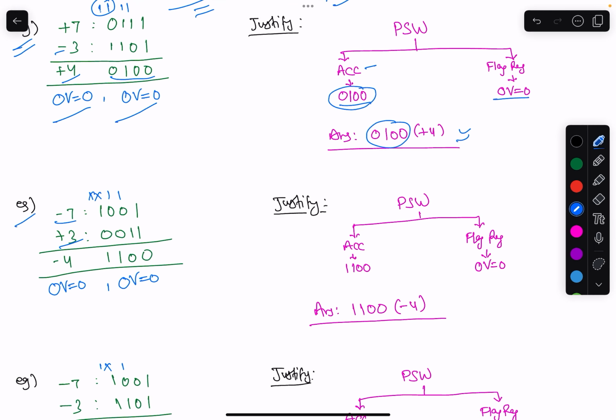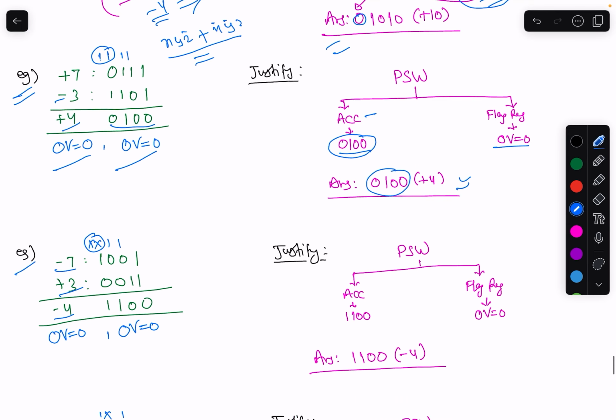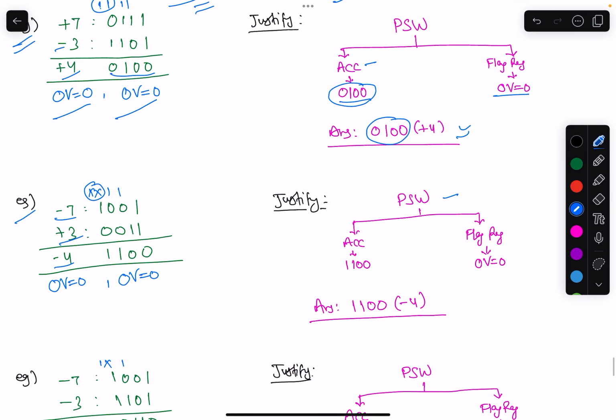We have minus 7 plus 3, and the result is minus 4. Here we can see the in and out carry is 0 0, which means there is no overflow. We can also see that we can represent minus 4 in this range, so there is no overflow. Let's justify this. We have the accumulator 1 1 0 0, there is no overflow, so we can just write the accumulator, and this is the result.